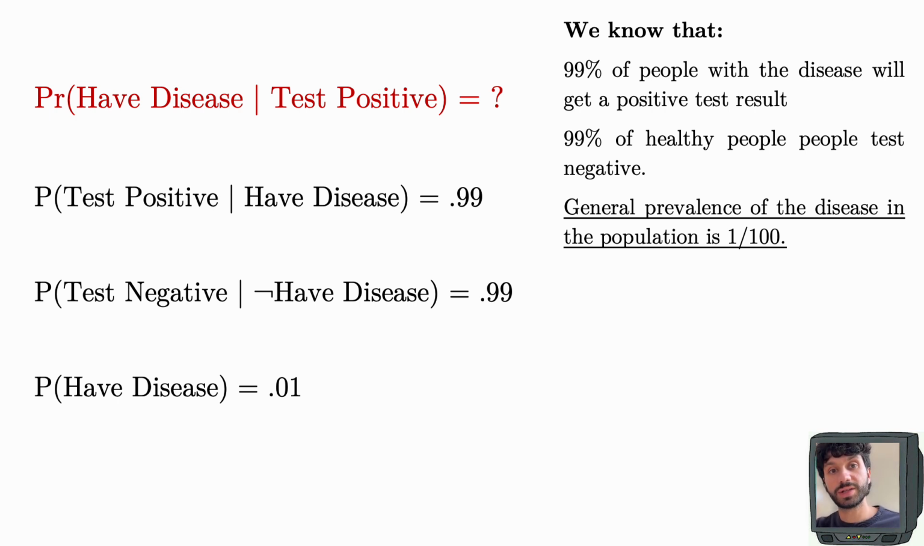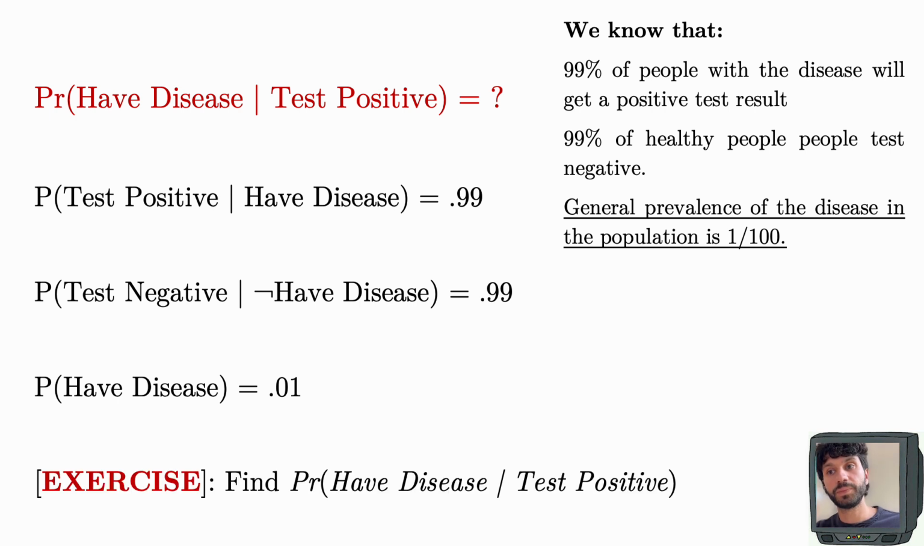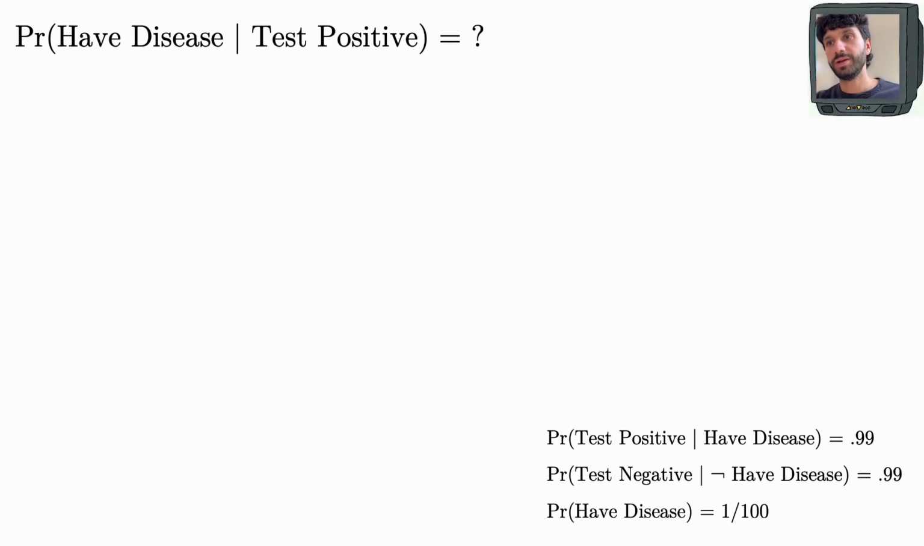Here's an exercise that I highly recommend you pause the video and do now. Find the probability of having the disease given that you test positive. You already know the answer, which I gave to you, which is 0.5. But why is that the case? You have all the tools, so I recommend you pause it, try, and only once you get stuck, then continue the video, which we're going to go through. Okay, so we'll go through it now.